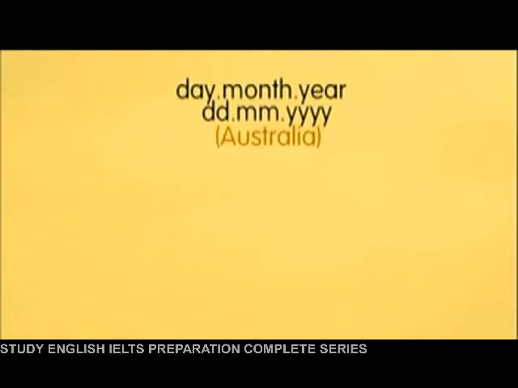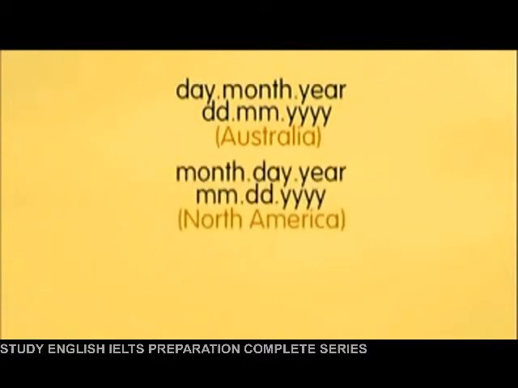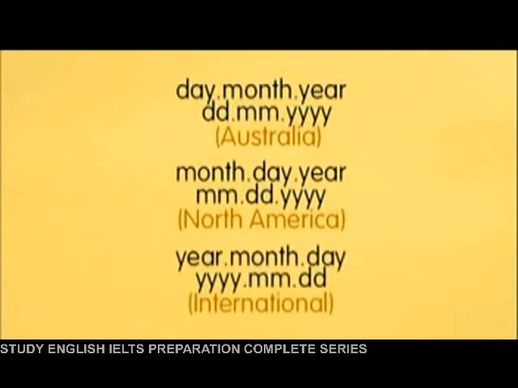So remember that in Australia, we write the date day.month.year, but in North America, they write month.day.year. And there is even an international standard that says the format should be year.month.day. With numbers, dates and times, there are all sorts of variations. Just make sure you understand the currency, the time and the date, or you could find yourself in all sorts of trouble.